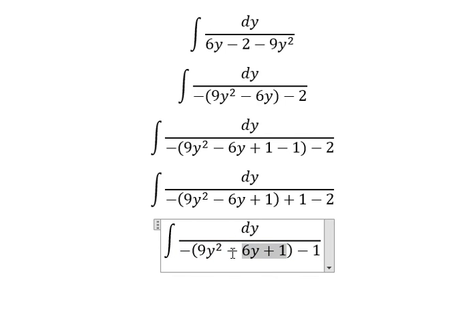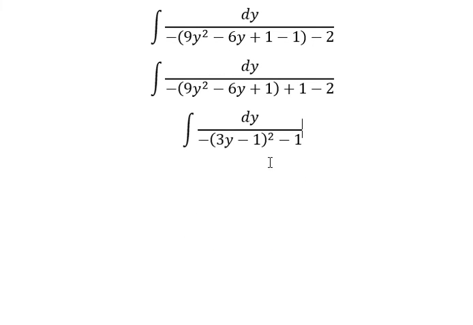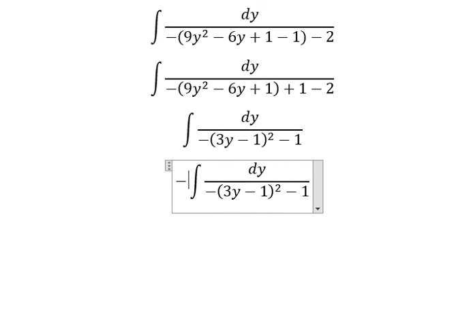This one that is about identities, so I will put 3y minus 1, everything to the power of 2. So negative and negative I will put outside.